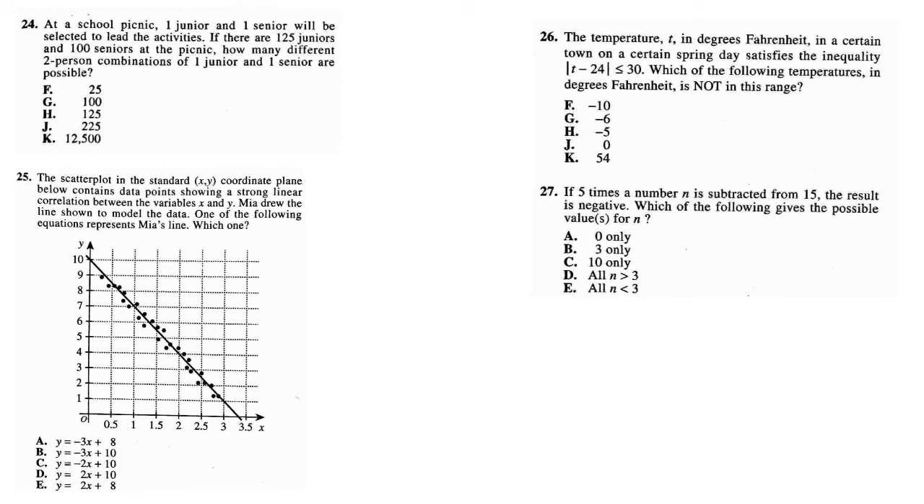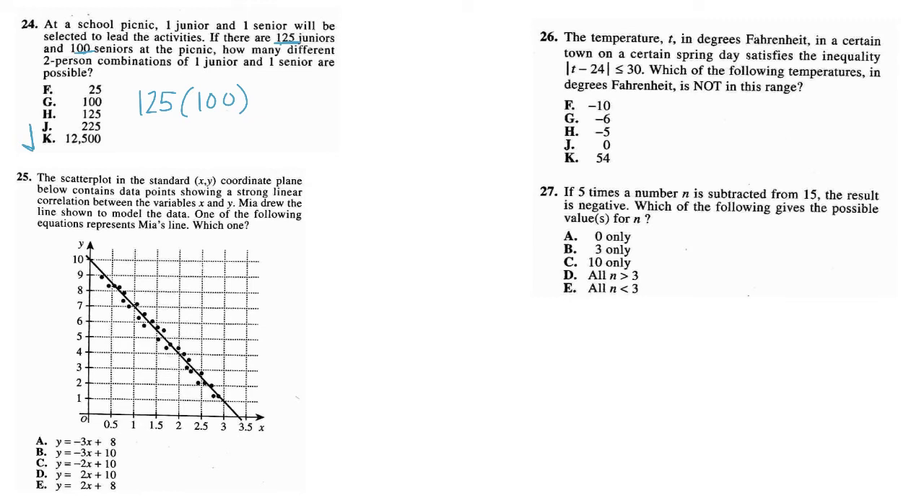Alright, so 24. At a school picnic, one junior and one senior will be selected to lead the activities. If there are 125 juniors and 100 seniors at the picnic, how many different two-person combinations of one junior and one senior are possible? So this is your fundamental counting principle, which means you're really just going to multiply the number of juniors and the number of seniors together. And that's going to give you all your different possibilities. So here your correct answer choice is K.